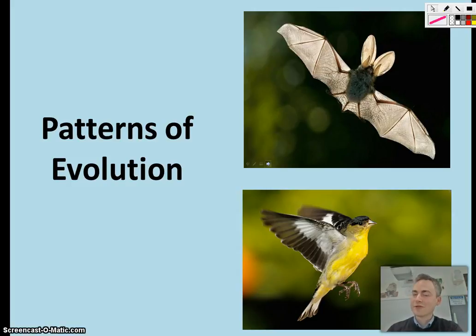We are thinking about an area of the study design that says we need to know about four things: allopatric speciation, convergent evolution, divergent evolution, and extinction. And so we'll look at those four different things.